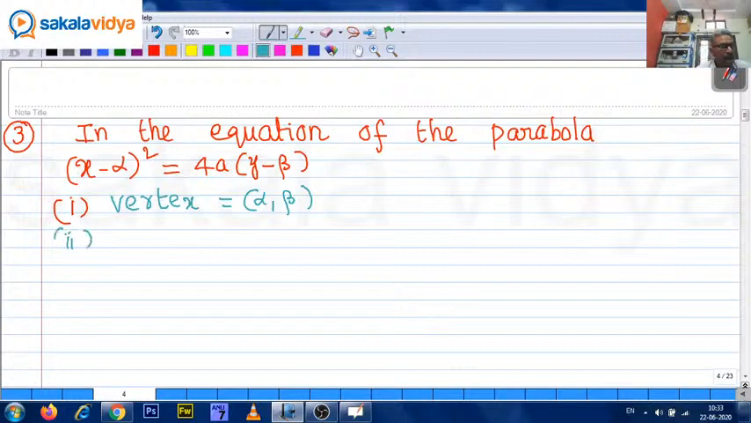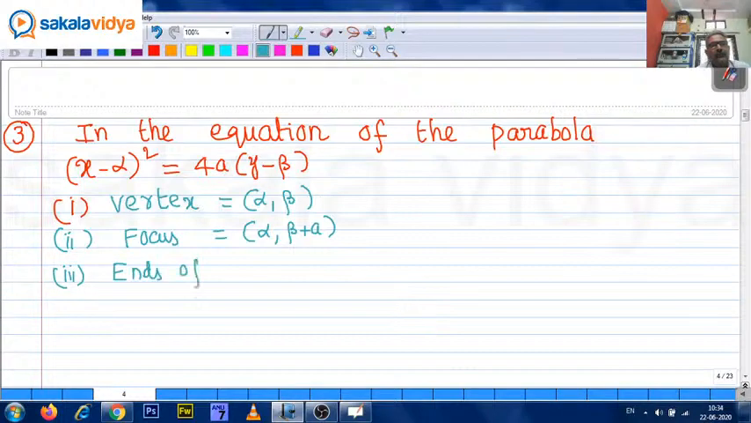Second point, focus. What is the focus? Actually the focus is 0 comma a. Add alpha comma beta to the 0 comma a. So what do you get now here? Alpha comma beta plus a. Third, ends of latus rectum. Alpha plus or minus 2a comma beta plus a.